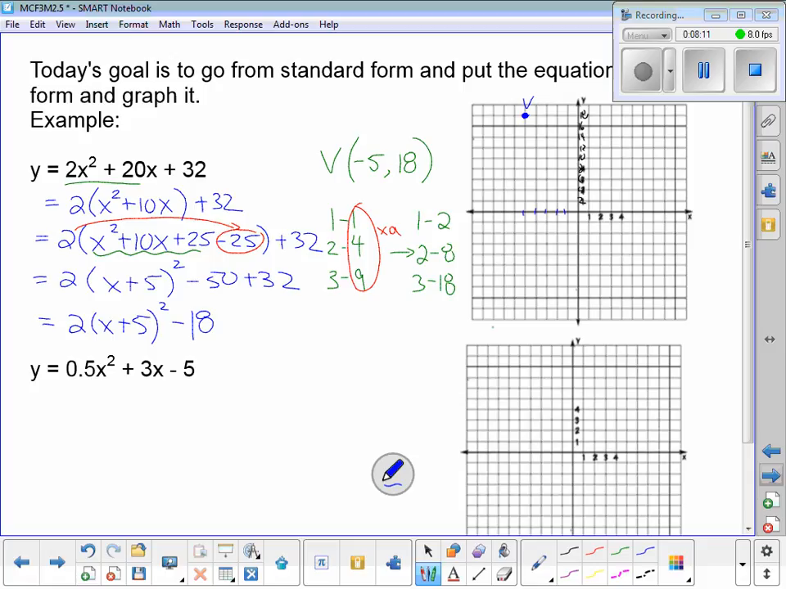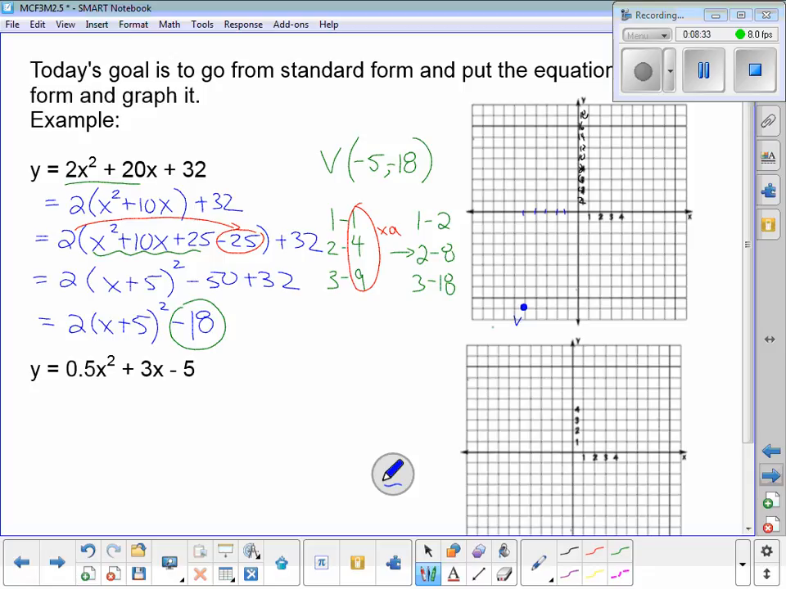Now, hey, negative 18. I'm sure a couple of you have been saying, why is it not negative 18? The answer is because I didn't copy it down right. Sorry, the vertex would be down at negative 18. My fault, sorry. So there's our vertex.